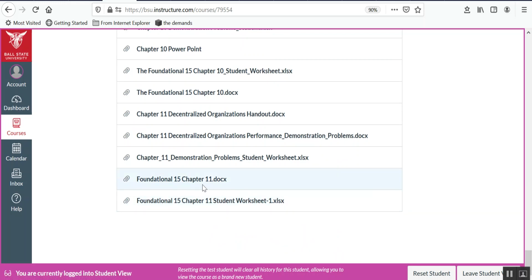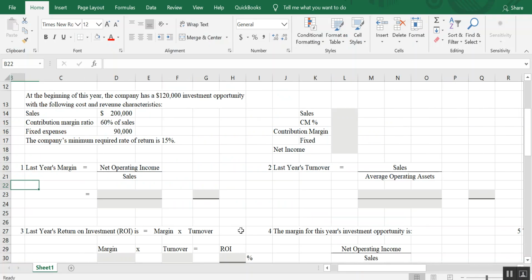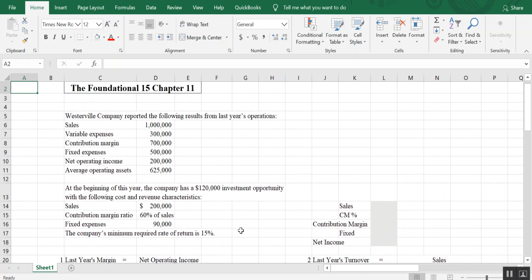So the Chapter 11 document will only be needed really to look at the questions that they're asking you, the 15 questions. The data for the problem I've copied over into the worksheet, so you can actually see here in the worksheet the data that they're going to give you. Westerville Company has a contribution format income statement with sales, contribution margin, fixed expenses, net operating income, and average operating assets there.